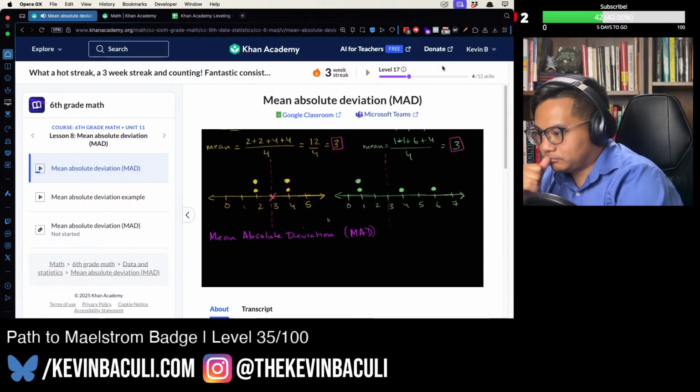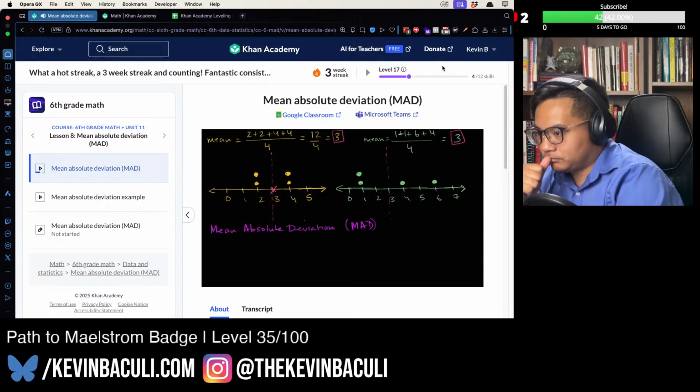So what does that mean? I'm using the word mean a little bit too much. So let's figure out the mean absolute deviation of this first data set. We've been able to figure out what the mean is. The mean is 3.